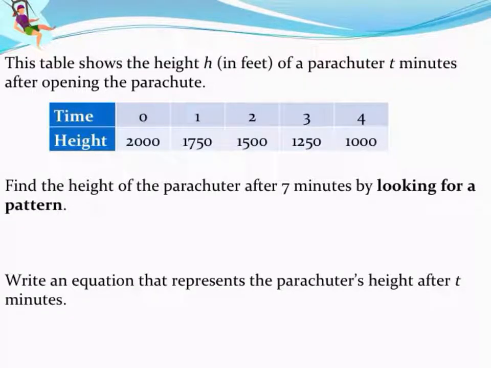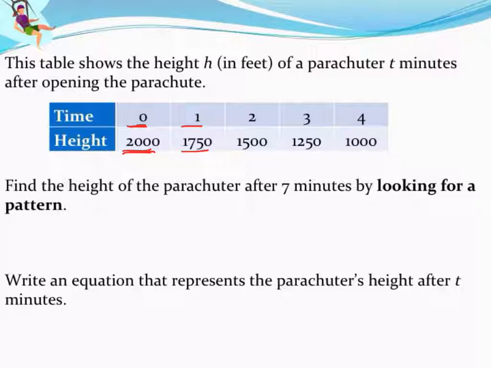I've got a table showing me a parachuter's height in feet after a certain number of minutes after she's jumped out of an airplane. Why someone would want to jump out of a perfectly good airplane, I don't know, but she did. So for example, after 0 minutes, so that must be where she jumps out of the plane, she's 2,000 feet in the air. After 1 minute, she's 1,750 feet in the air, and so on.